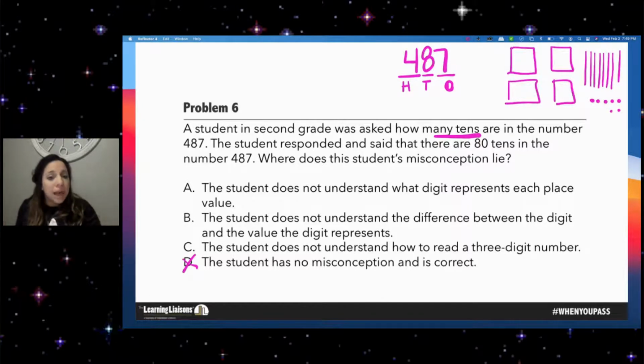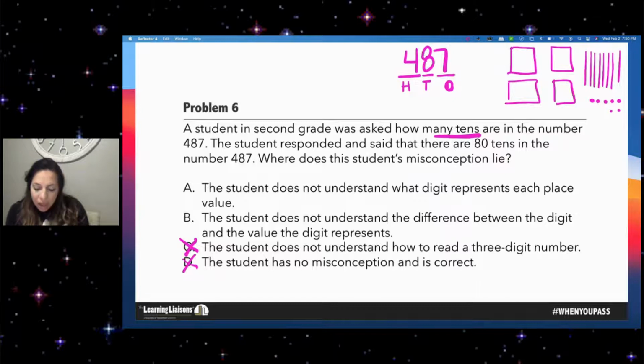So the student has a misconception. Where does the misconception lie? Well, the student does not understand what digit represents each place value. Well, that's not quite where their misconception is. The student doesn't understand what the place value means. The student does not understand how to read a 3-digit number. We don't know that. The student didn't read the number for us. So letter C is out.